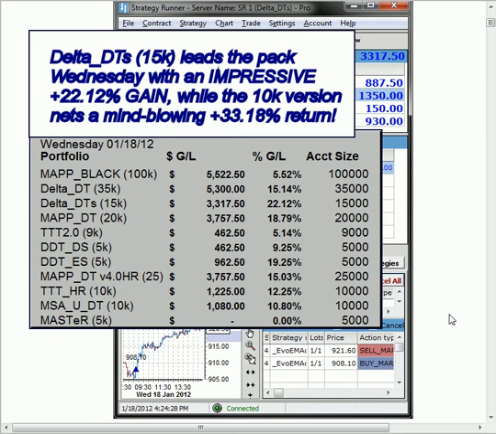There we go. So there's the Delta DTS, and there's the Evo EM Active that we mentioned yesterday, buying at 908.10, selling at 921.60. So a pretty impressive, almost $1,400 gain, again, per contract. Well, there you go, $1,350. So that was one contract. And this is the Delta DTS. Now, this has two versions.